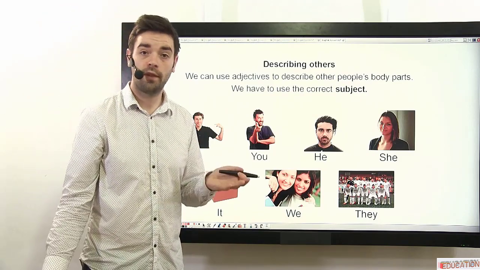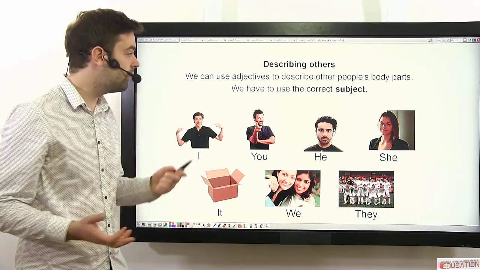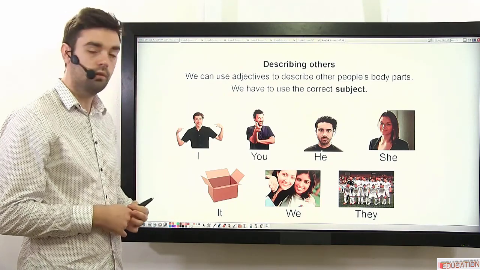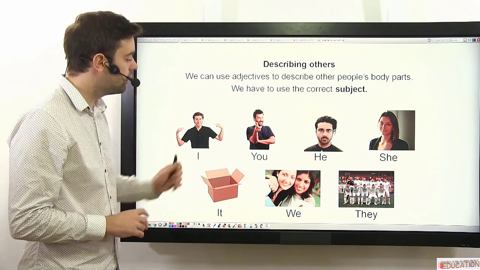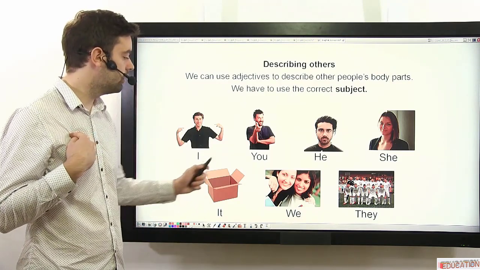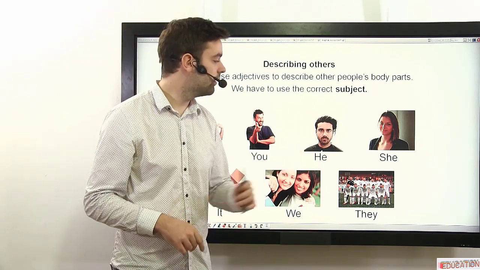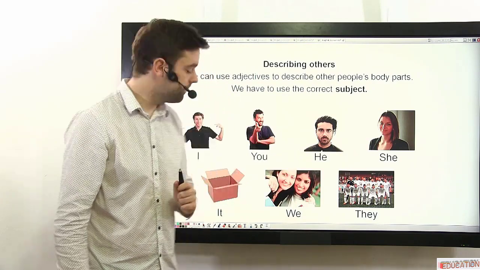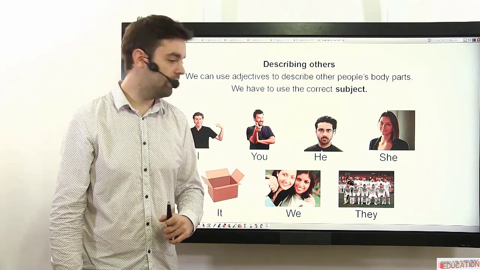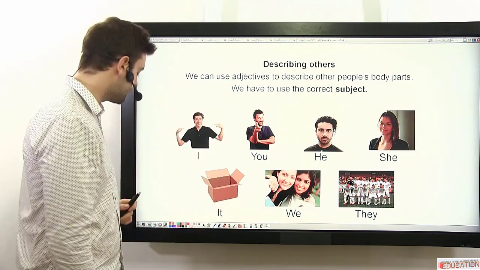We can also describe others. We can use adjectives to describe, in particular, other people's body parts. All we have to do is use the correct subject. So let's take a look at the subjects. I, you, he, she, it, we, they. These are the subjects.